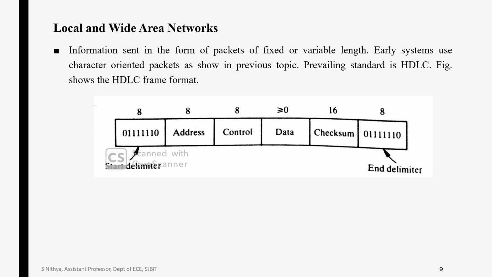Local area and wide area networks use the form of packets, of fixed or variable length. Early systems used character oriented packets, as shown in the previous topics. The HDLC format will be used like this: it sends the start delimiter, then the address, control signal, data and checksum, and then the end delimiter is sent.